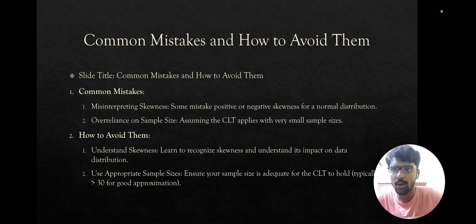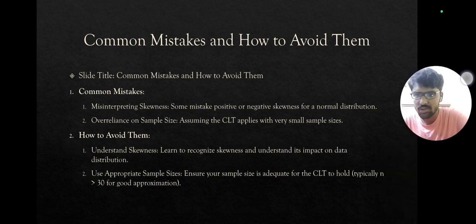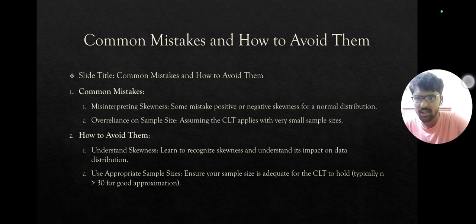Common mistakes: misinterpreting skewness. Some mistake positive or negative skewness for normal distributions. Over-reliance on sample size, assuming the CLT applies with a very small sample size. Understand skewness: learn to recognize skewness and understand its impact on data distribution. Use appropriate sample size: ensure your sample size is adequate for the CLT to hold.